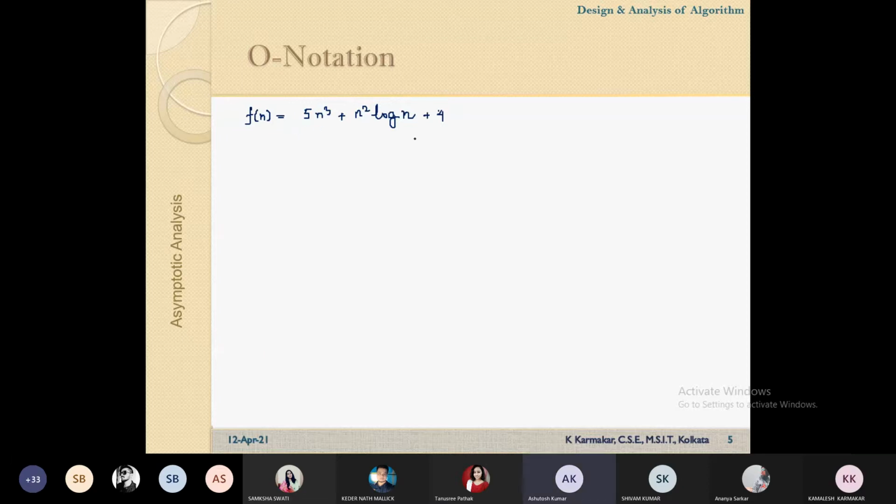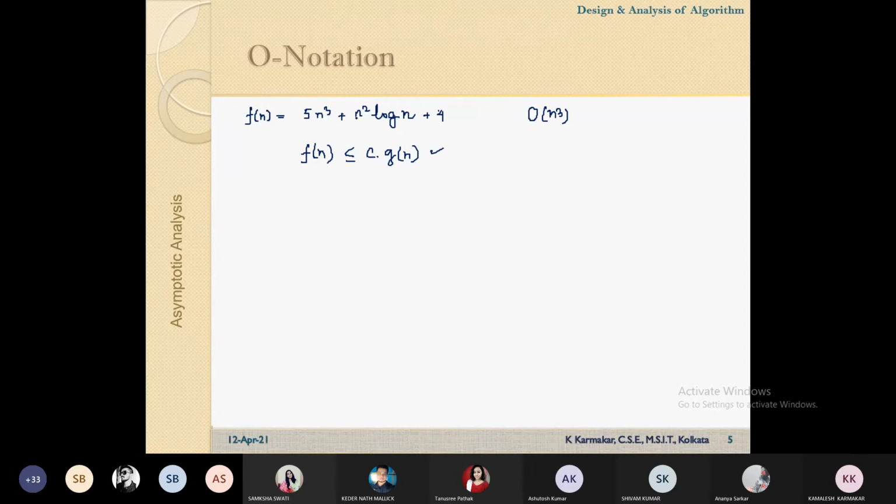n cube. Okay, directly you can say that the complexity of this one will be n cube. But how will you determine? So you have to show it on pen and paper. That's why we are saying that the complexity of this function is big O of n cube. So you have to use the same notation. We have to prove that f(n) is less than or equal to some constant into g(n). If it is proved, then it will be big O of n cube. So how will you prove it?